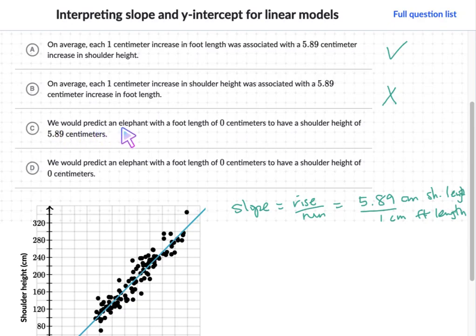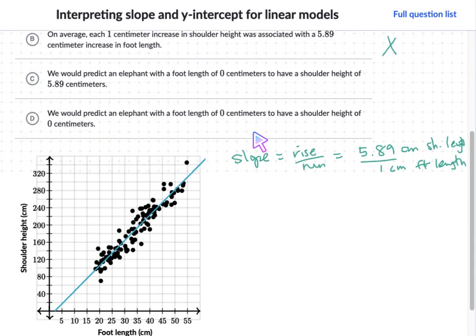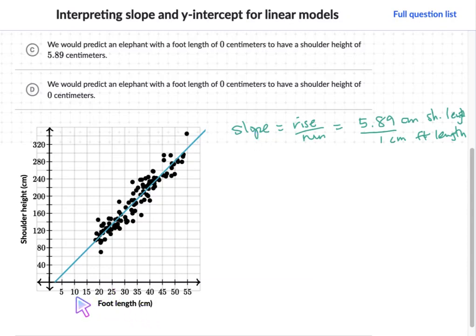C says, we could predict an elephant with a foot length of 0 centimeters to have a shoulder length of 5.89. 0 centimeters foot length would be here. So they're trying to talk about, for C, they're trying to talk about y-intercept. So that's not good. That answer is for y-intercept. That's the start. Not good at all. Last one. We could predict an elephant with a foot length of 0 centimeters to have a shoulder. No, the 0 again is talking about the start. So we don't like that one either.